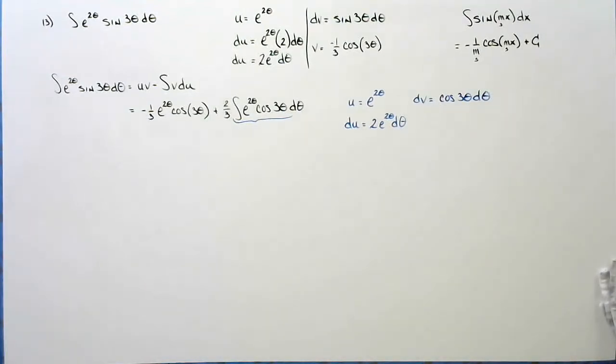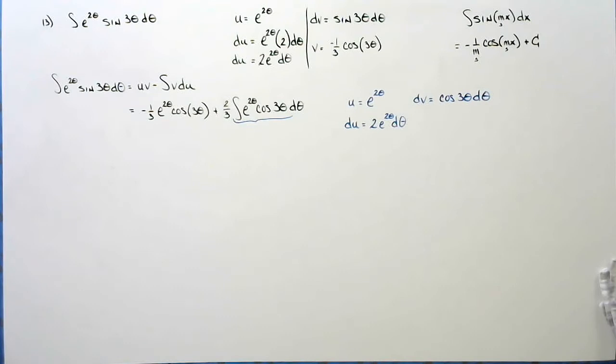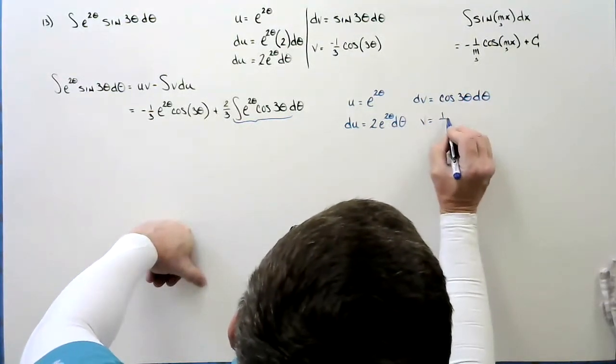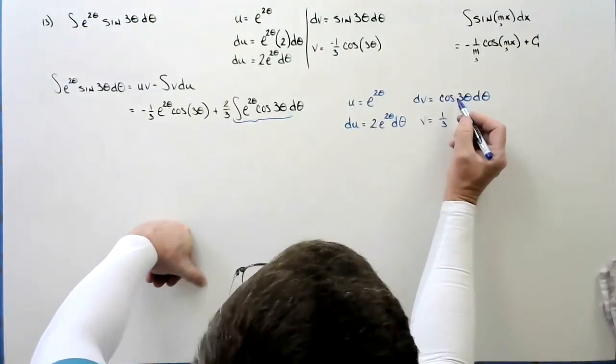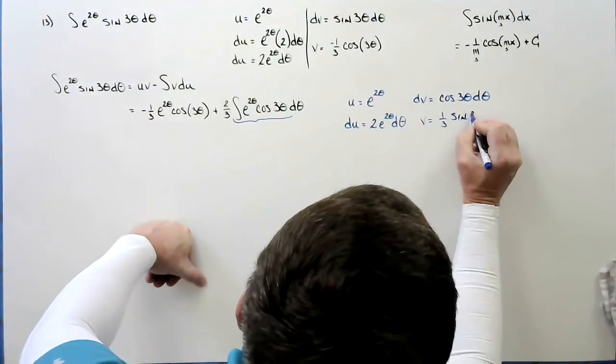And we're going to use a similar approach. We knew how to integrate sine 3 theta by using this formula here. We're going to integrate cosine 3 theta by doing the same thing. So for v, we're going to get our 1/3. The integral of cosine is not negative, it's positive sine. So we're going to get sine 3 theta.